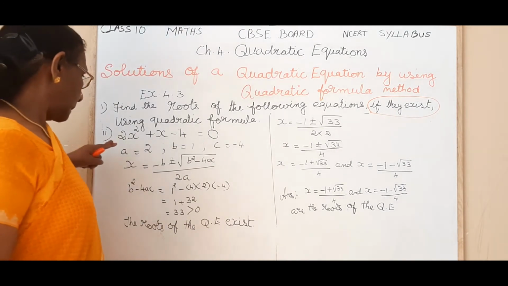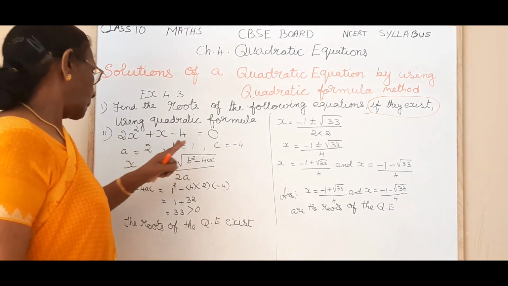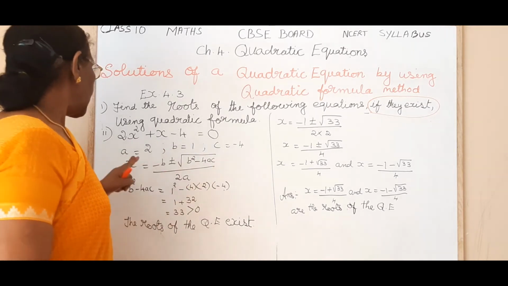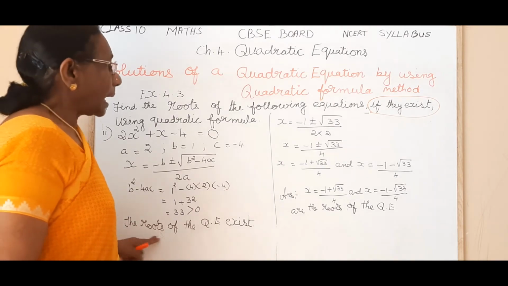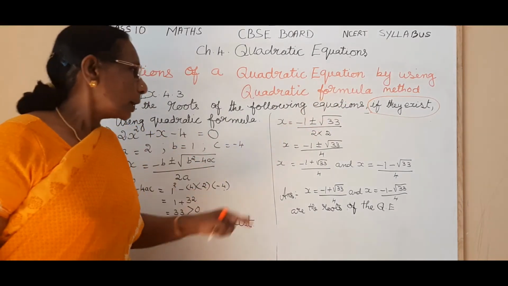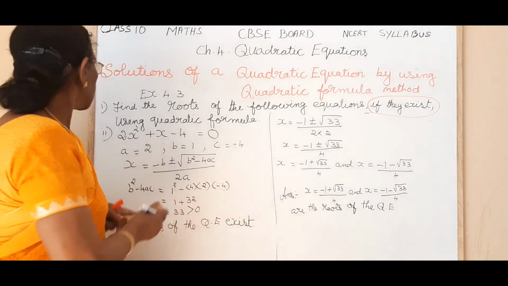So first write the values of the coefficients, that is x squared, x and the constant term, that is a, b, c, and then write the formula, find the value of b squared minus 4ac, write the answer for the question if they exist, then you calculate the roots. Okay, now sum number 3.